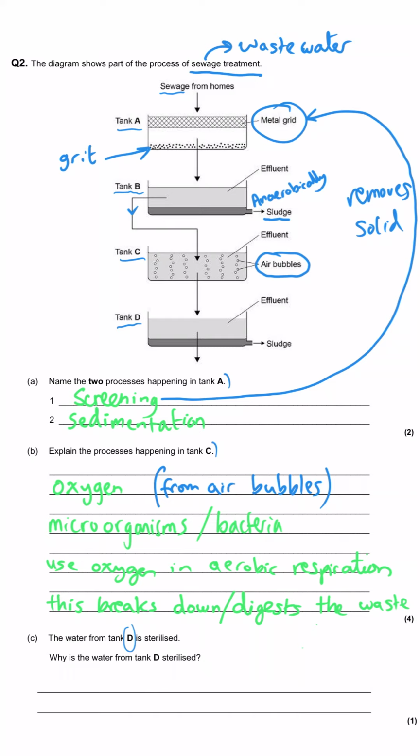And then we move on to the final tank, tank D, and what you can see is that more sludge settles at the bottom of this tank as well, and we've got the effluent, the watery part of the wastewater, on top of that. And last of all, it is sterilised, and this is exactly the same as the previous question, except we are now being asked why it is sterilised, and all we need to say is to kill bacteria or to kill microorganisms or microbes or pathogens, which is probably my favourite of these options, actually. Kill pathogens.